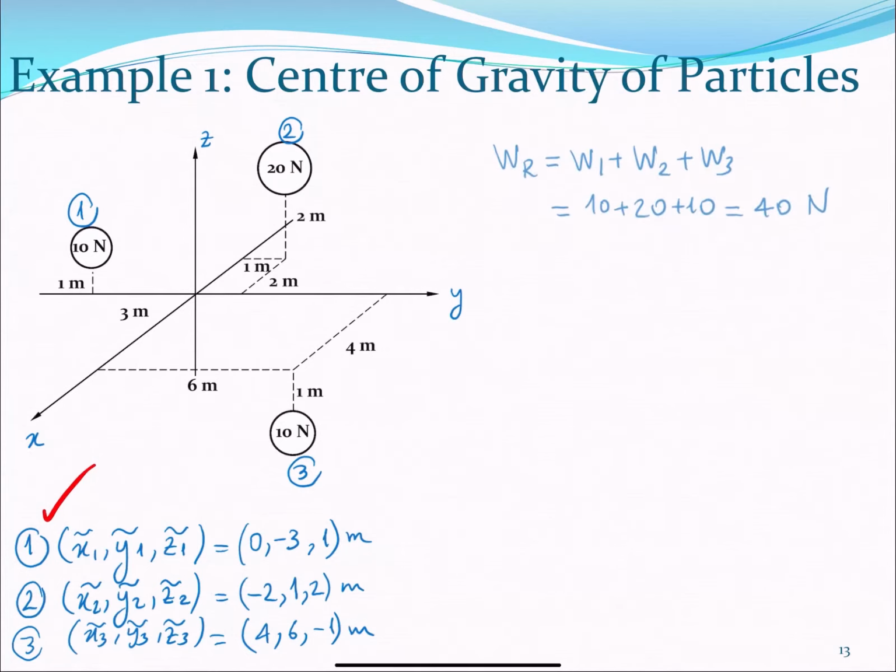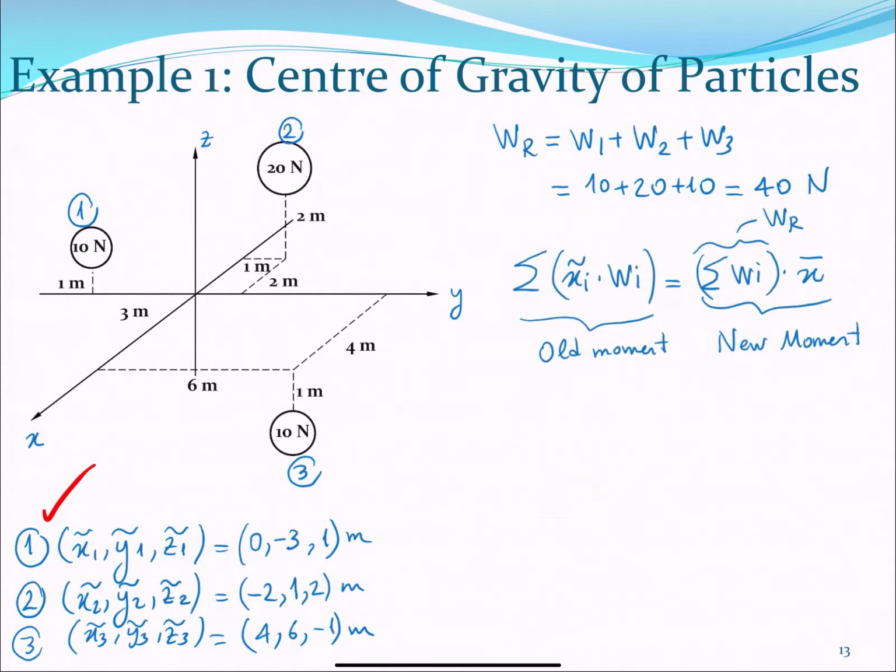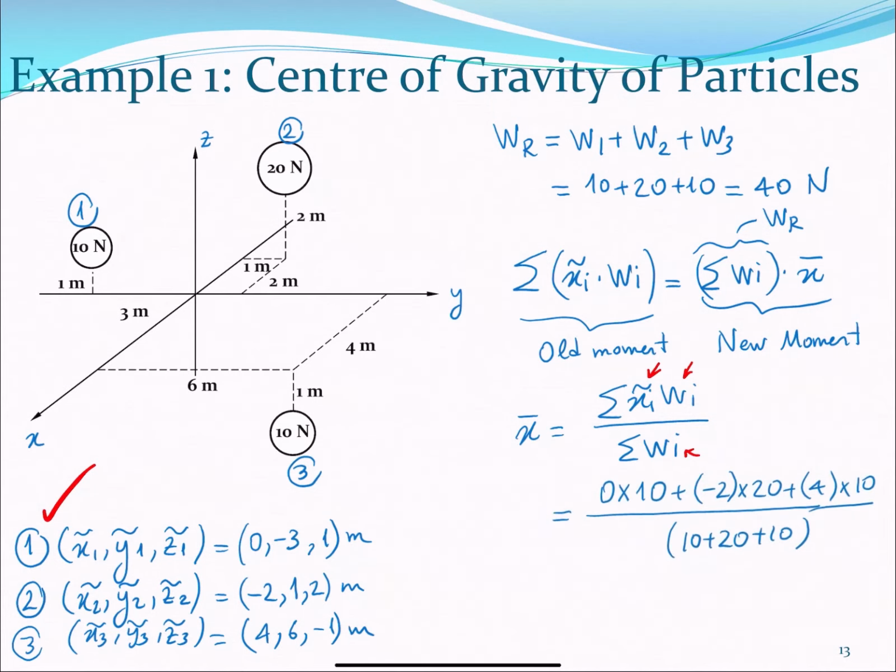So for example, this is the resultant force, the sum of all the weights. 10 plus 20 plus 10 gives me 40 newtons. Then let's find x bar, and x bar is just, the old moment equal to the new moment. We can solve for x bar: the sum of all the positions of the particles in x times the weight of the particles divided by the sum of all the weights. And then when we evaluate, the position of each particle is the x position.